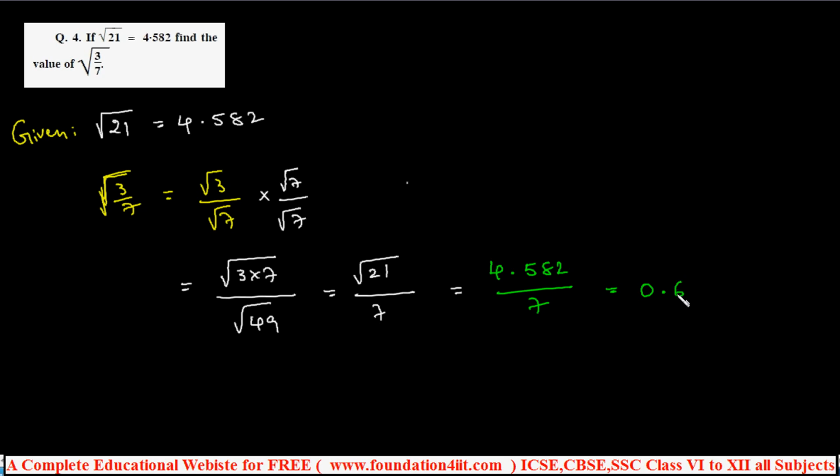0.6546. Normal division you can do. 0.6546 is the value of square root of 3 by 7. Okay, they'll give, we can go for maximum any type of questions like this. Do the rationalizing of the denominator and you can get the answer. Let's see another one now.